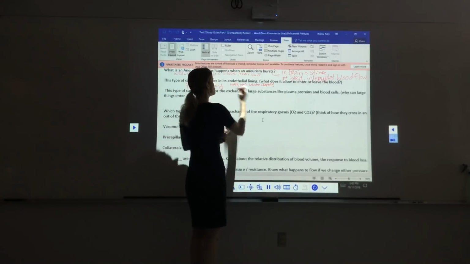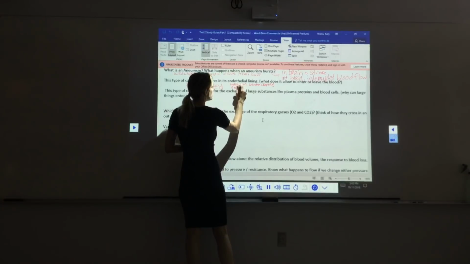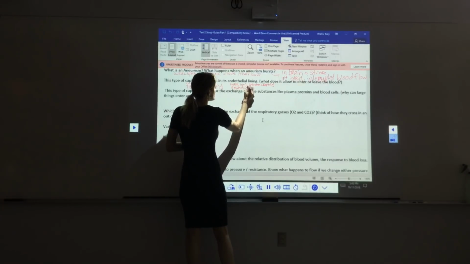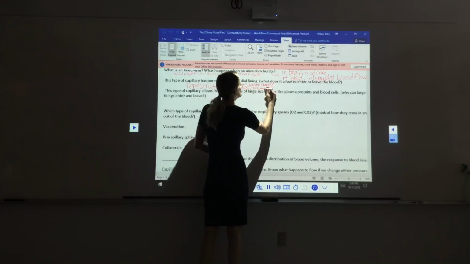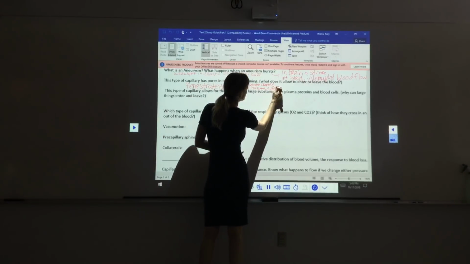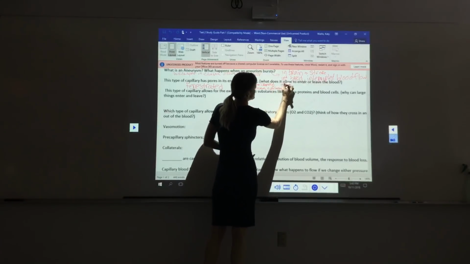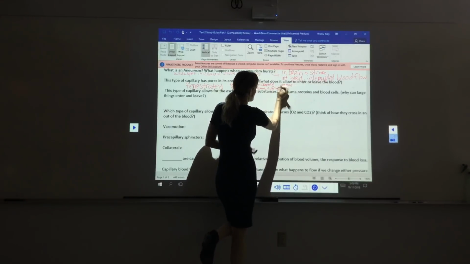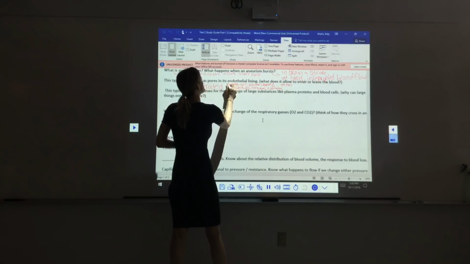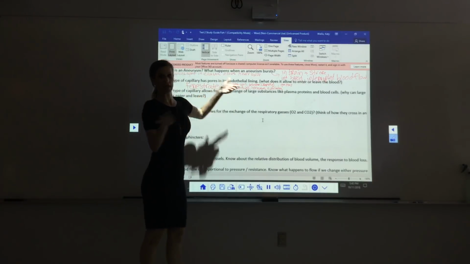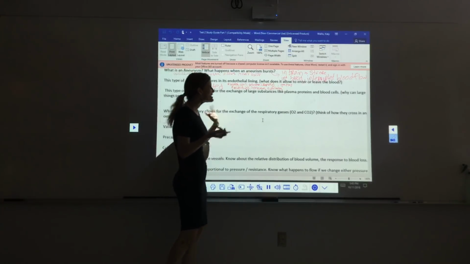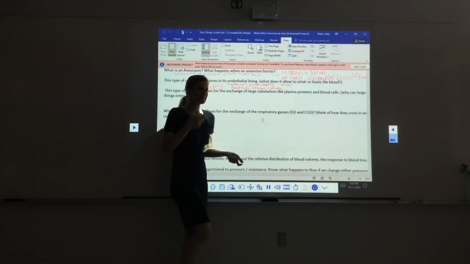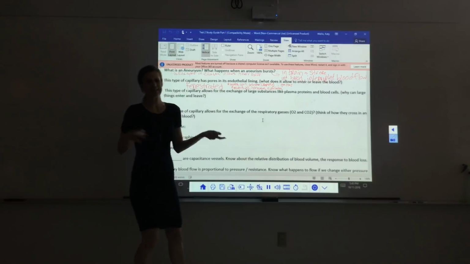Larger solutes, right? So amino acids, some hormones, nutrients. Of course the gases too, right? The gases can go in and out of anything. But this stuff up here is essentially the stuff that can go in and out of any capillary, right? Water, glucose, fatty acids, respiratory gases, oxygen, CO2, that can cross any capillary.